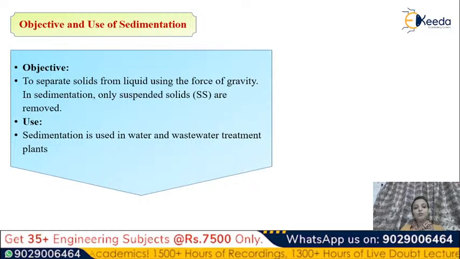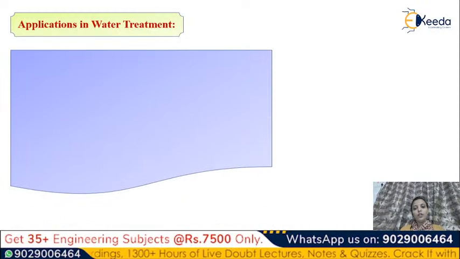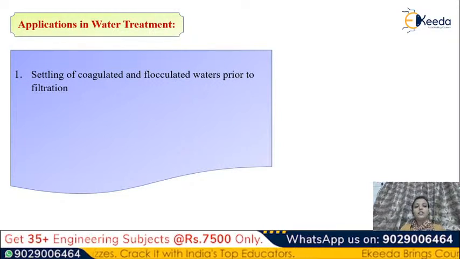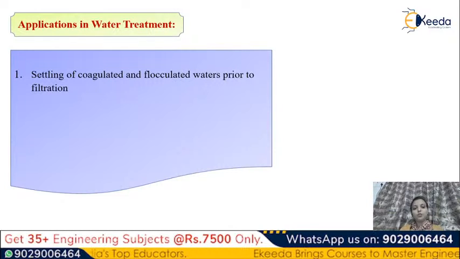So what is the use of sedimentation? Sedimentation is used in water and wastewater treatment. In every water and wastewater treatment, this unit, the sedimentation basin, is compulsory. What are the applications or uses in other forms? The settling of coagulated and flocculated water prior to filtration. As I told you in the initial slide, that kind of sedimentation is what we call secondary sedimentation.